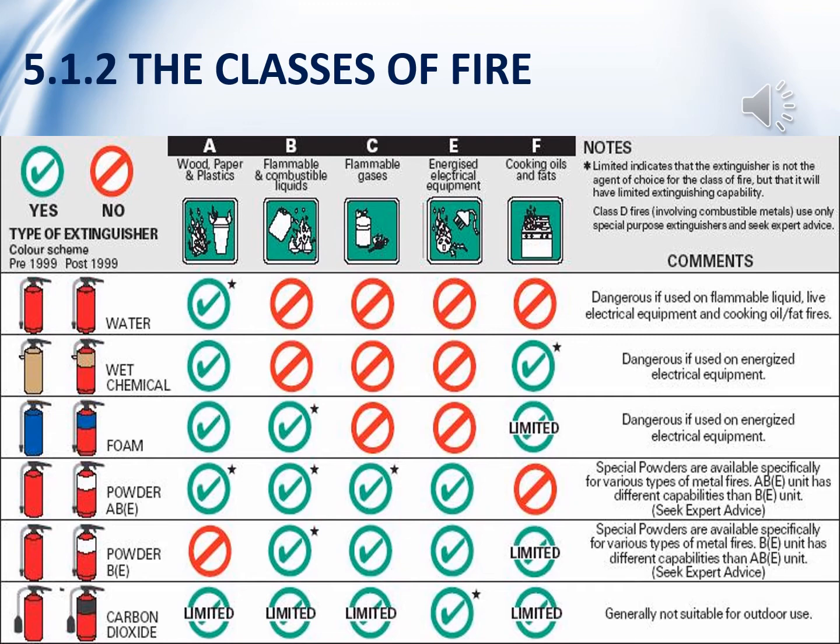Table 5.1.2, the classes of fire, shows at a quick glance the different types of fire extinguishers and the classes of fires which they can and cannot be used on.